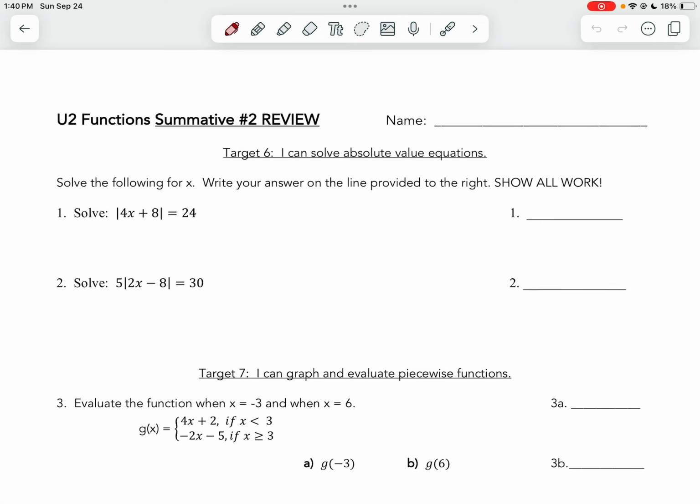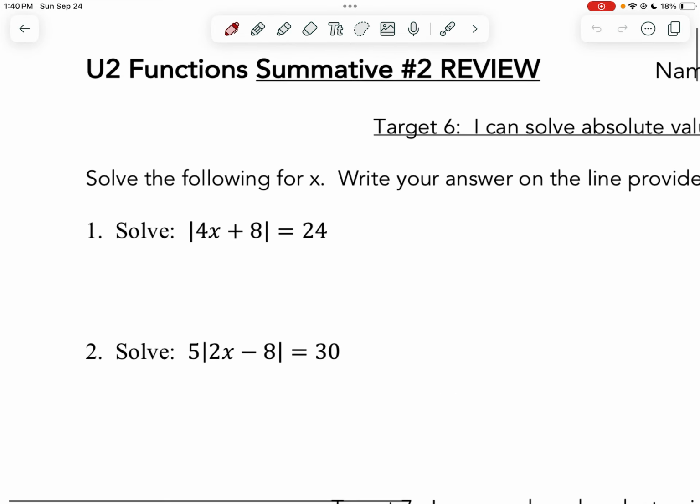All right, so here's a video going over the review for the second summative in Unit 2. So the first target on this was solving absolute value equations. So remember, the rule was that the absolute value has to be all by itself, which in number 1 it is, and then you can make two equations.